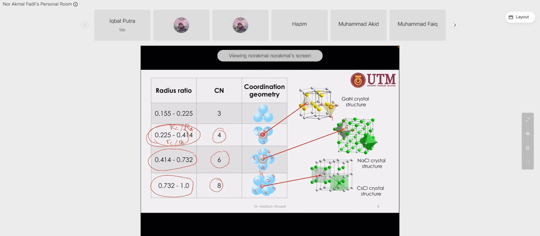Okay, cesium chloride, which has a coordination number of 8. So the green atom is surrounded by 1, 2, 3, 4, 5, 6, 7, 8 atoms, at all 8 corners of the cube around this atom.